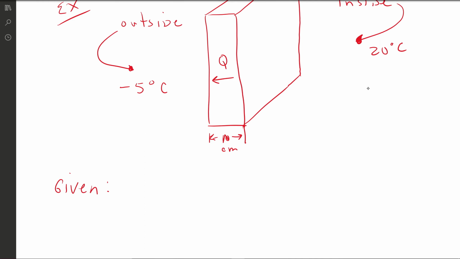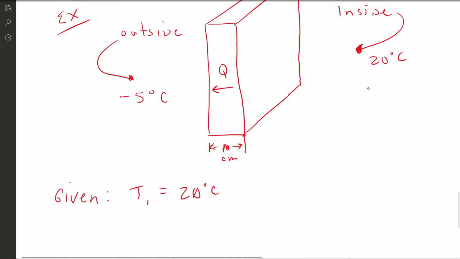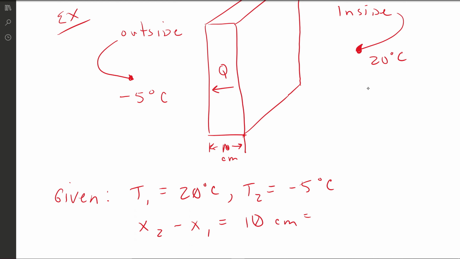Everything that's given. So we'll call T sub 1 20 degrees Celsius, T sub 2 is the -5 degrees Celsius, right? All right, then we have x sub 2 minus x sub 1. That's going to be 10 centimeters, or we'll change it to 0.10 meters.